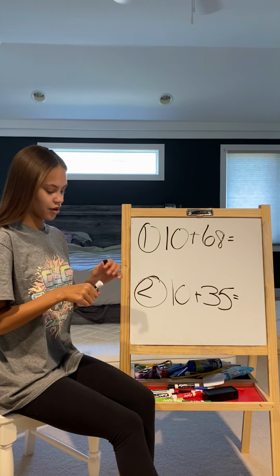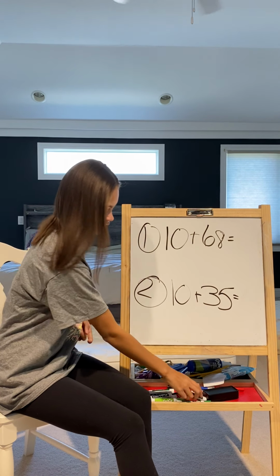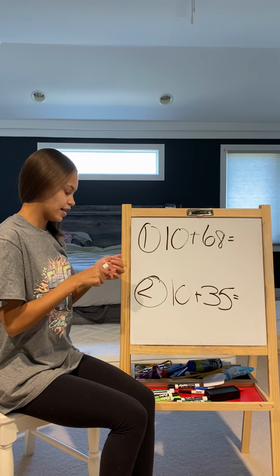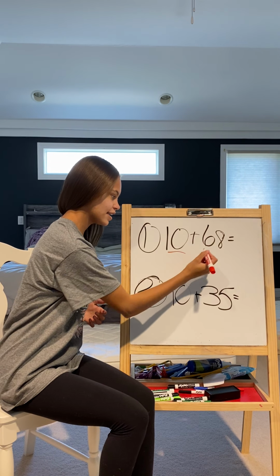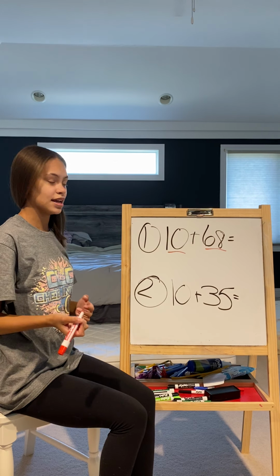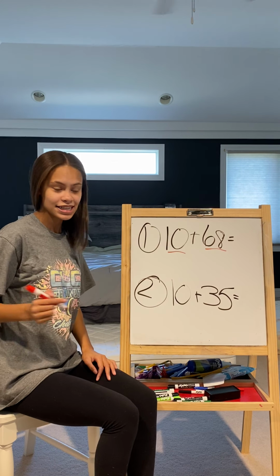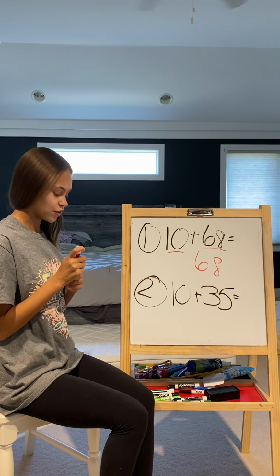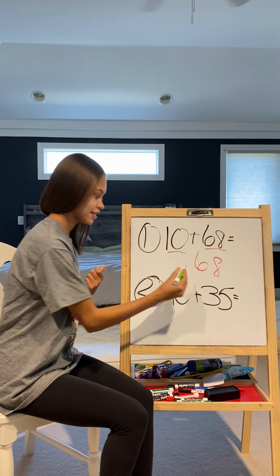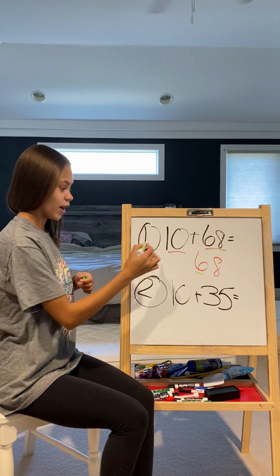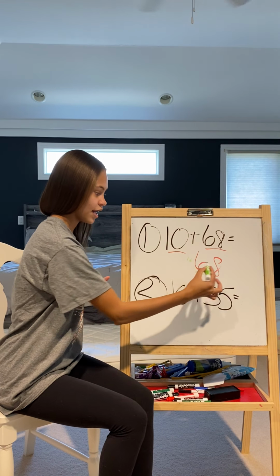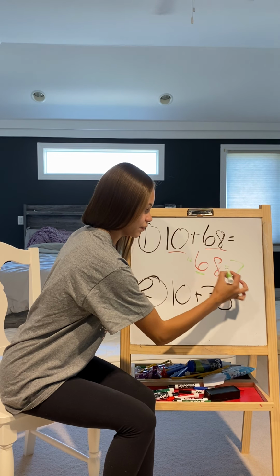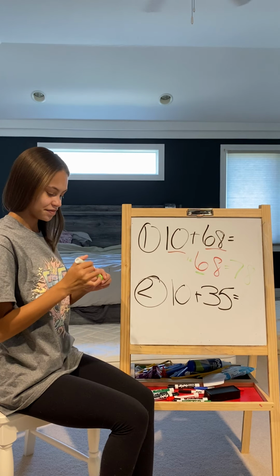Okay, so for the first one we have 10 plus 68, and the two numbers are 10 and 68, and the number in this case that isn't 10 is 68, so that's what we're using. Now the first number of 68 is 6, and we're adding 1 to it, so that is 7, because 6 plus 1 is 7, and then we keep the 8, so it's 78.